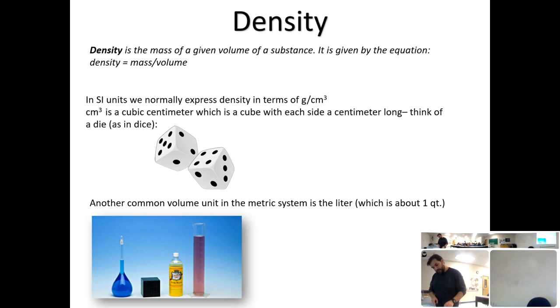Now, what is density? That's the first thing you got to know. It's the mass of a given volume of a substance. Normally in this class, the units that we're going to use for density are grams per cc. A cc is a cubic centimeter. Another way of writing that is gram per cm cubed. So there's different ways of writing it, and I just want you to make sure you're familiar with it.